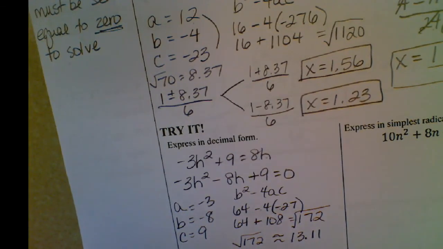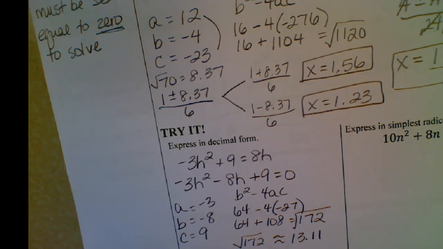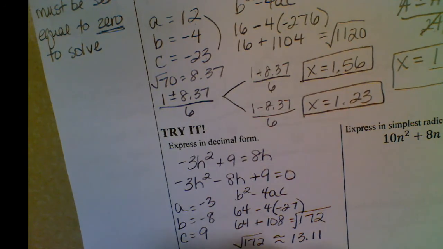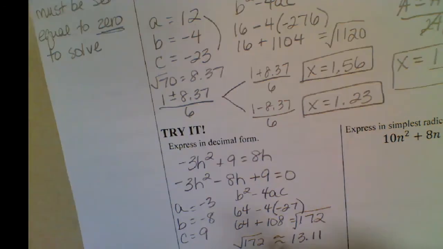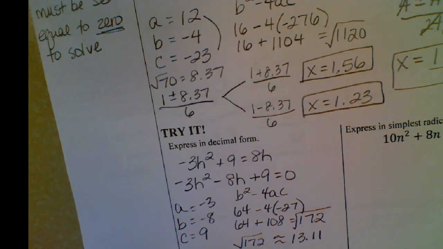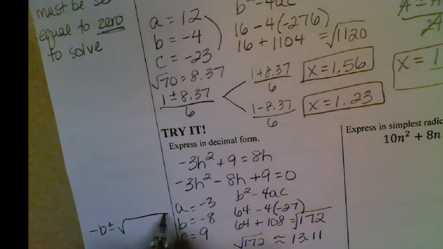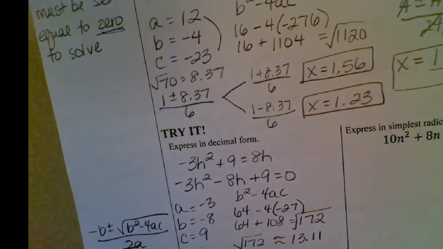So then my two equations would be, now we need to use the opposite of b, so it would be 8 plus or minus 13.11 divided by the double of a, which is negative 3, so that would give us negative 6. And my other equation would be the opposite of b. Remember what your quadratic formula is. It helps to write it down, just so you have it in front of you. Is 8.